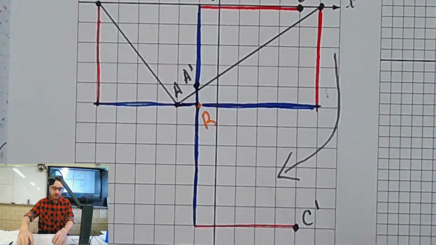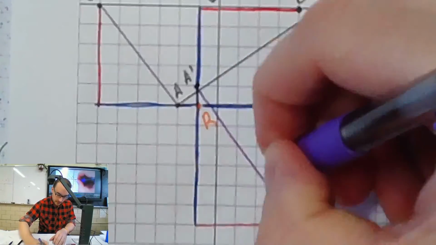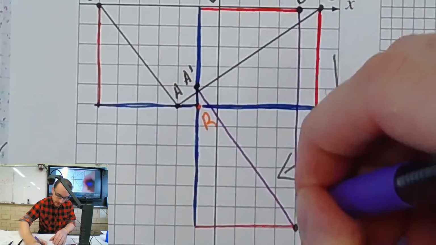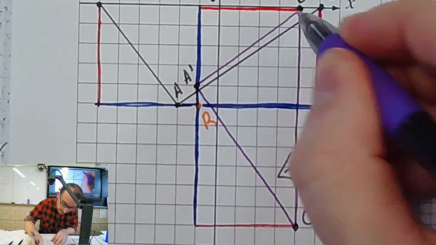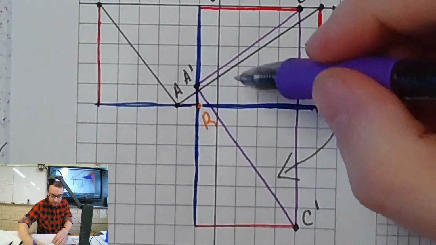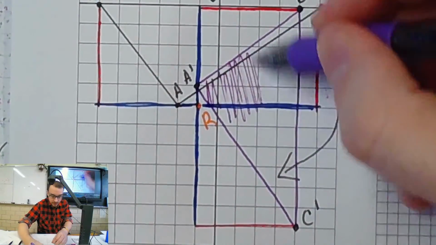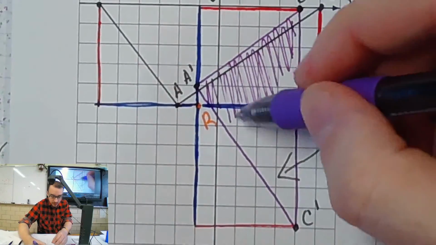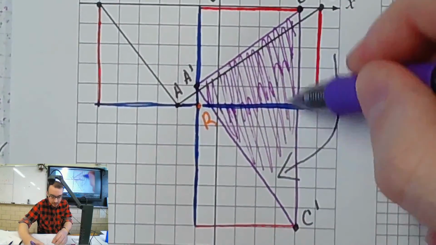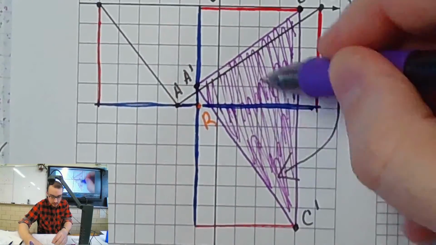Now we connect our primes. And that's where our triangle is now. I'm going to color that in so you can see it better, because that stupid line from A to C kind of cuts through it. It can be misleading.